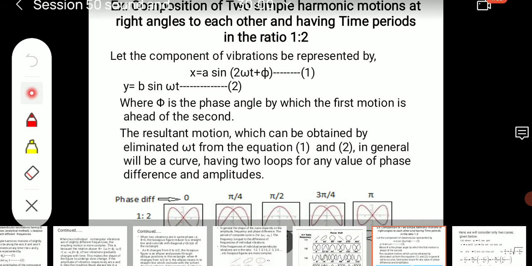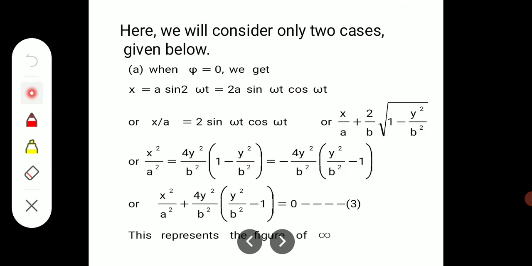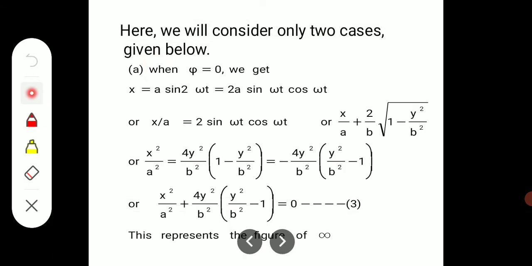In the case of 3 pi by 4, we get this kind of shape, and again at pi, we get the shape in the form of the infinity. Here we will consider only two cases, mathematically, to see how the equation will change.